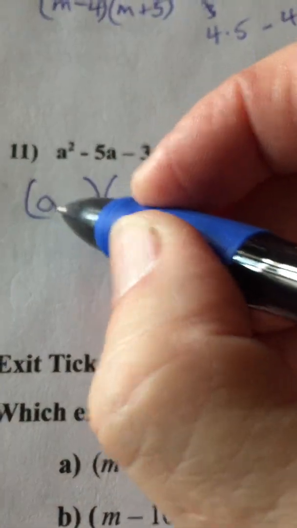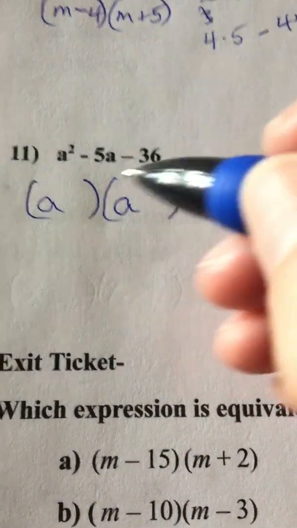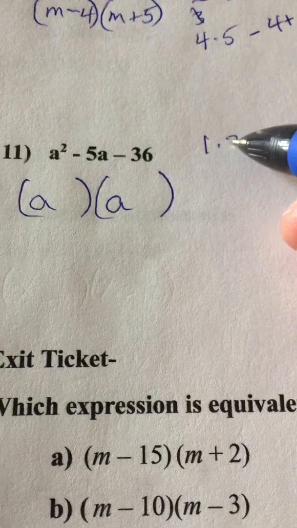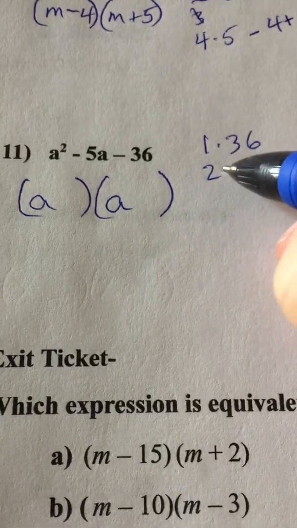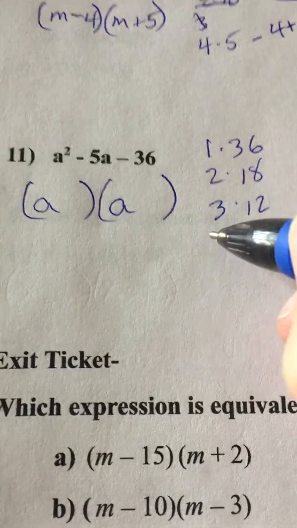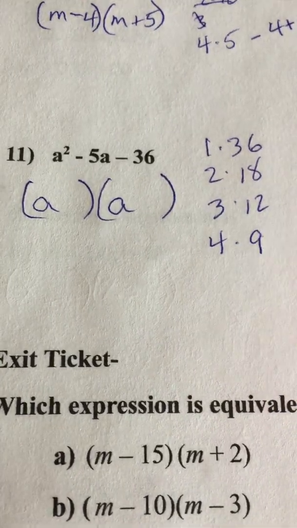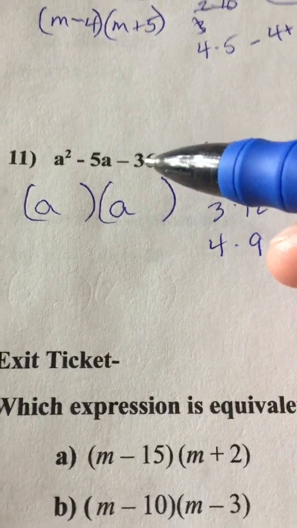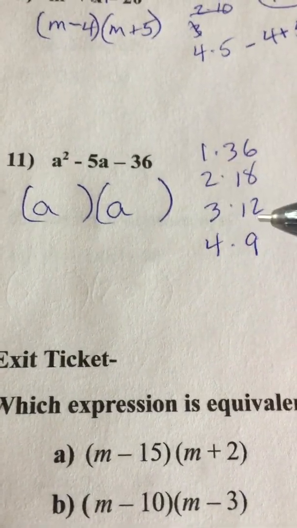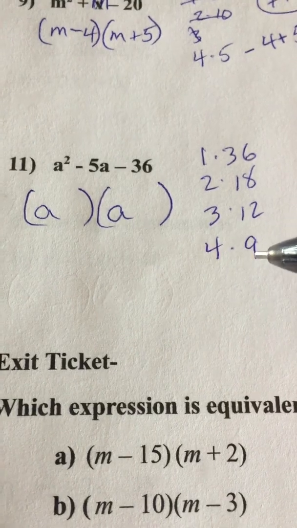So this is going to be an A times an A to get me A squared. And this number times this number is going to give me 36. So let's make a list. 1 times 36, 2 times 18, 3 times 12, 4 times 9. Now, if you're not sure about these numbers, you can do 36 divided by 1, 36 divided by 2, and write it down, 36 divided by 3, and write it down, 36 divided by 4, and write that number down.